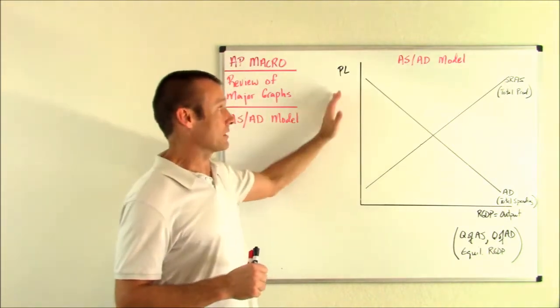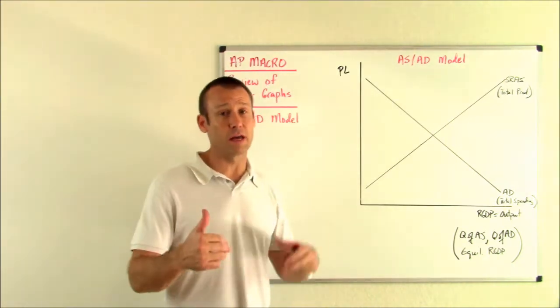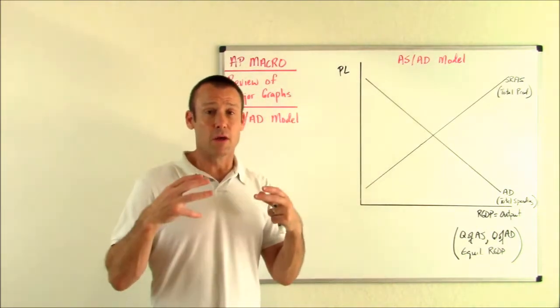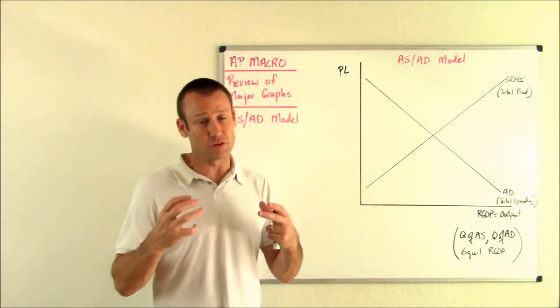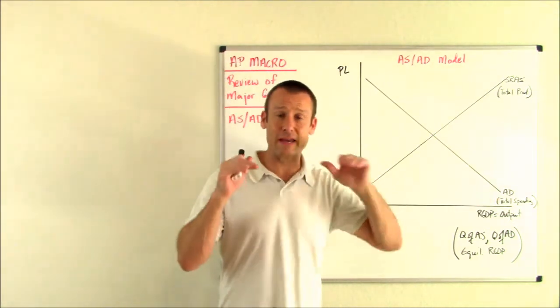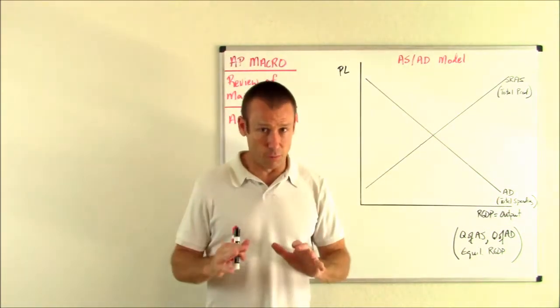So again, price level goes up, consumption goes down because of the real wealth effect, which is part of AD. Investment goes down because of the real interest rate effect, or the interest rate effect, we should just call it that, the interest rate effect. And that's why the AD curve is downward sloping.